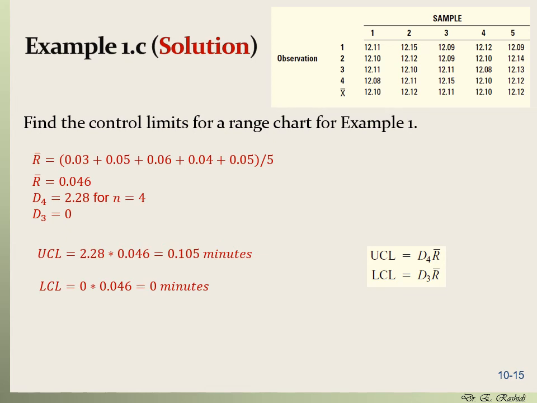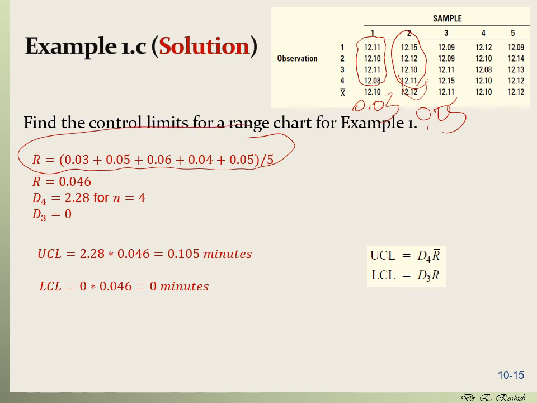So we already computed the ranges here. The range for the first sample is 0.03. For the second sample is 0.05. So we find R bar, and R bar is 0.046. We have D4 and D3. We plug them into this formula and we get the upper limit and lower limit.